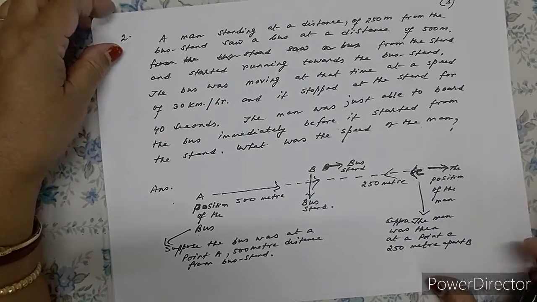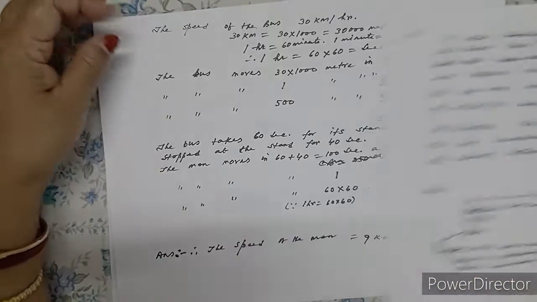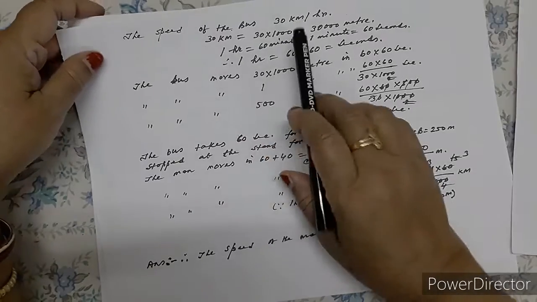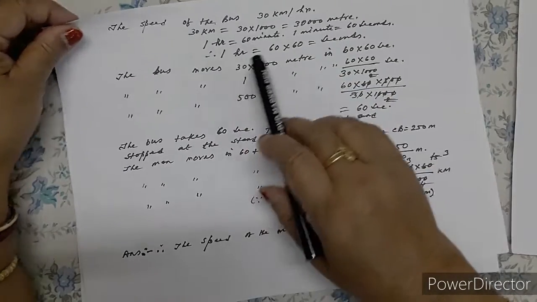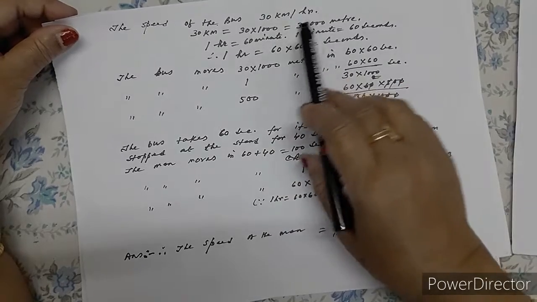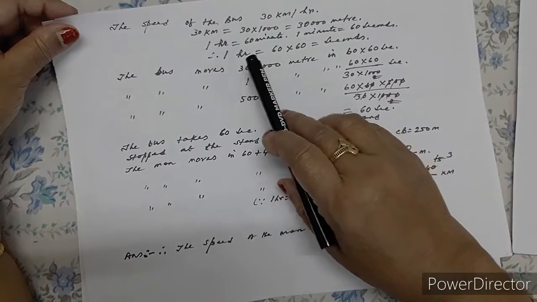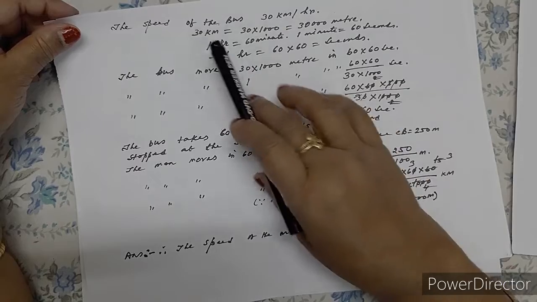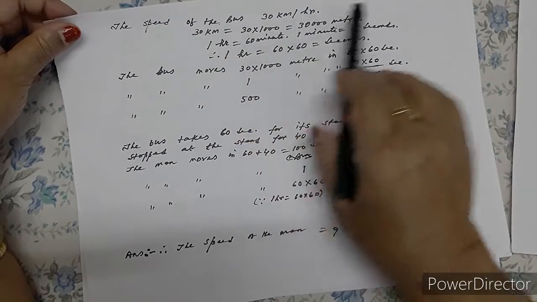Okay, so 40 seconds. The speed of the bus is 30 km per hour. 30 km means I am converting into meters. You know 1000 meters is equal to 1 kilometer. So 30 km means 30 into 1000 meters.